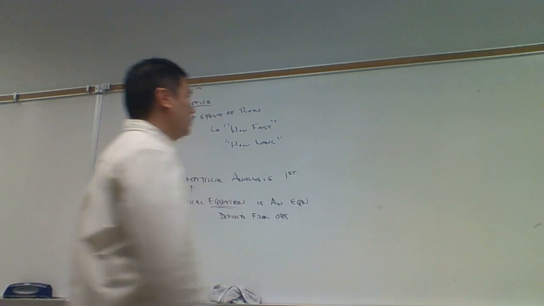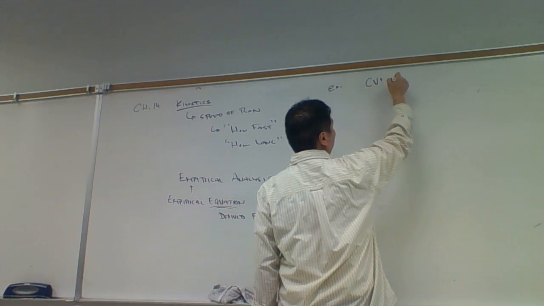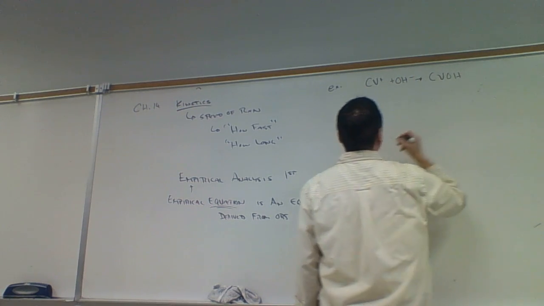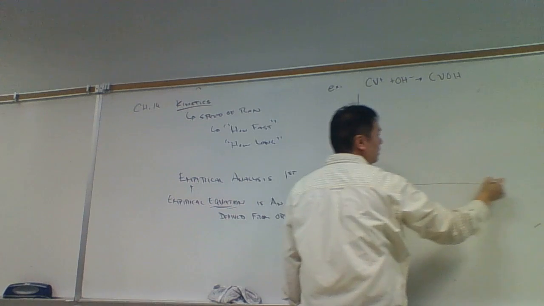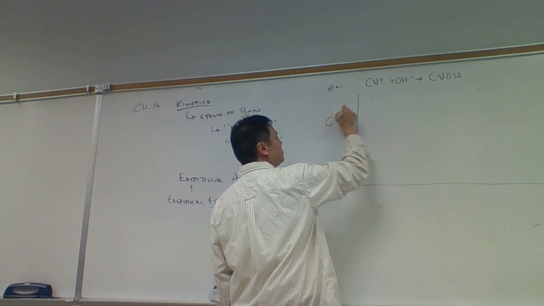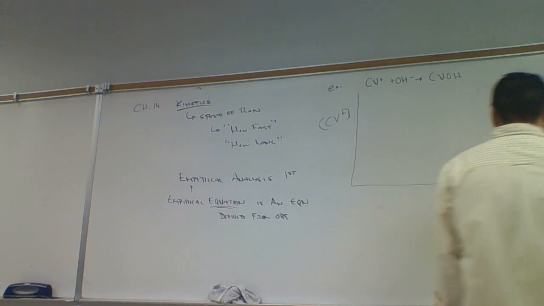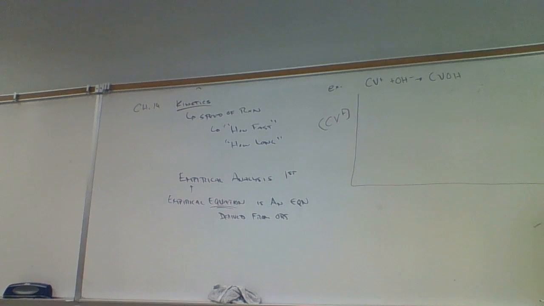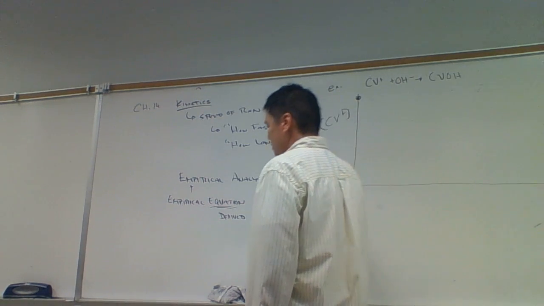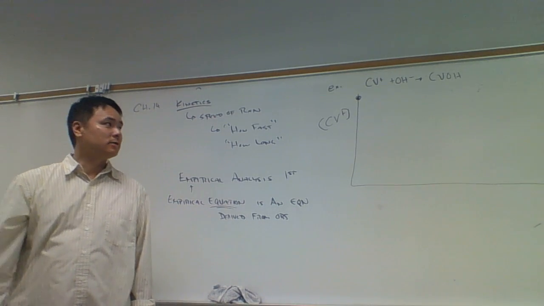And so what we're going to do is we're going to have to take some observations. An example of this would be the crystal violet plus hydroxide, which yields crystal violet hydroxide. And we're going to make a plot of this so we can see what's happening here. On the y-axis, we'll put the crystal violet concentration, which is proportional to the absorbance. On the x-axis, we'll put the time. And so what did it look like? Well, initially we had fairly high concentration of crystal violet, and then the concentration goes down as it reacts.